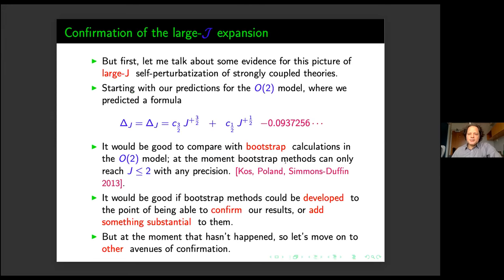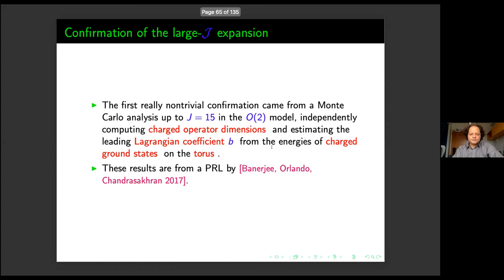But first, I'd like to talk about some evidence for this picture of large J perturbation theory. So starting with our predictions for the O(2) model, we predicted this formula with these j to the 3/2 and j to the 1/2 coefficients, with unknown coefficients, and then a j to the 0 term with a calculable coefficient. So it would be great to compare with bootstrap. So far, bootstrap hasn't quite gotten there yet, at least to j much larger than 2. But hopefully that will happen. But I'll talk about some other avenues of confirmation.